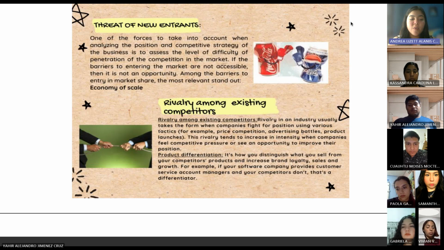Another concept is product differentiation. This is how you distinguish what you sell from your competitor's product and increase brand loyalty, sales, and growth. For example, if your software company provides a customer service account manager and your competitor doesn't, that is differentiation.